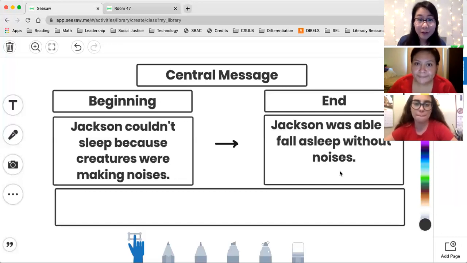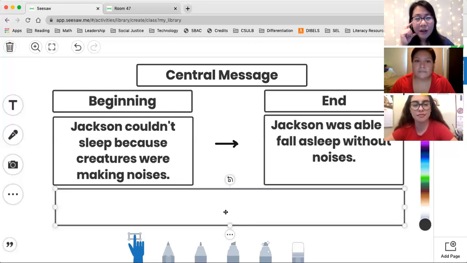So I wanted to model it with our teachers today, using the story we read last week, No More Noisy Nights. If you remember, we were reading about Jackson and all the different creatures. In the beginning of the story, Jackson couldn't sleep because creatures were making noises. That's basically his big problem. He was trying to figure it out the whole time in the story. And at the end, Jackson was able to fall asleep without the noises. So we have to ask ourselves, what changed from the beginning to the end that our author wants us to remember so that we could write it down right here where the central message is?